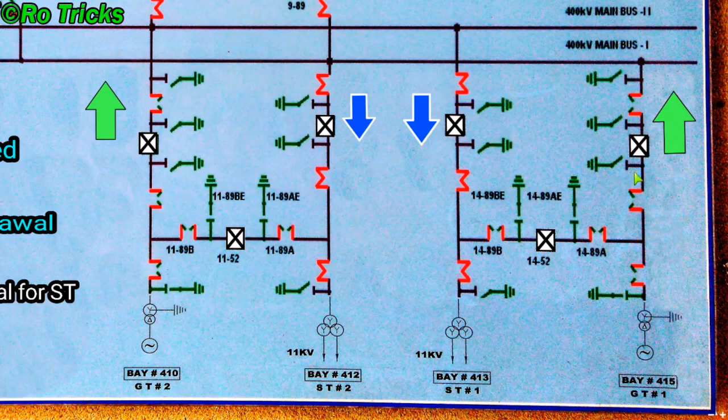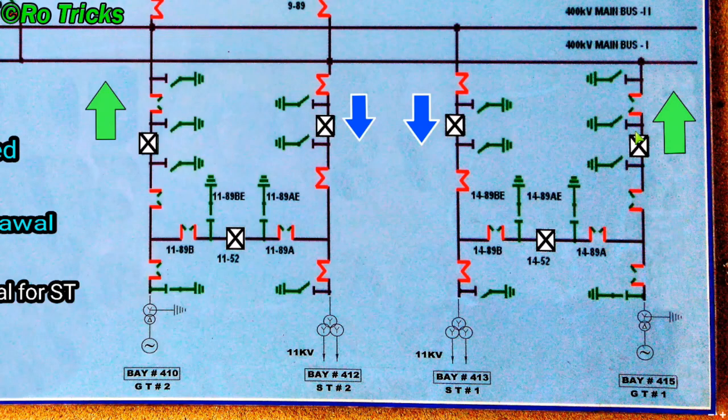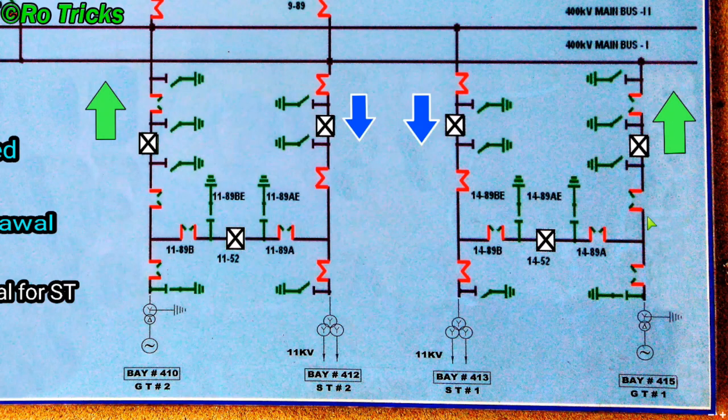Isolator, then earth switch. After that we have a circuit breaker. We have SF6 circuit breakers in this switchyard. After that earth switch. Next there is an isolator, then an earth switch, and after that electric power is fed into the bus bar. So this is the way in which electric power is fed into the bus bar.